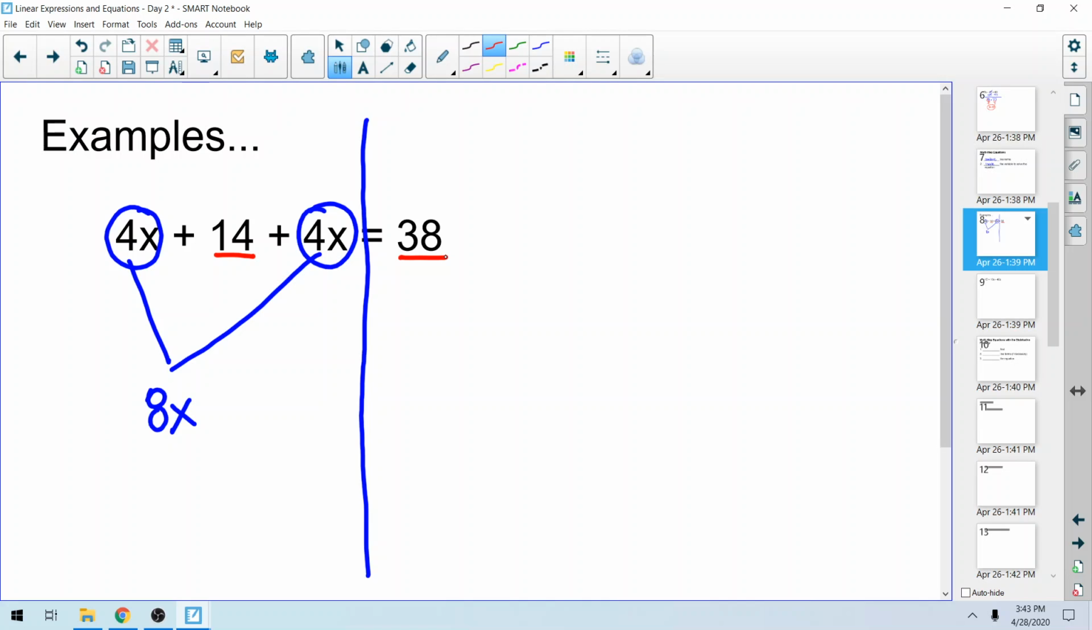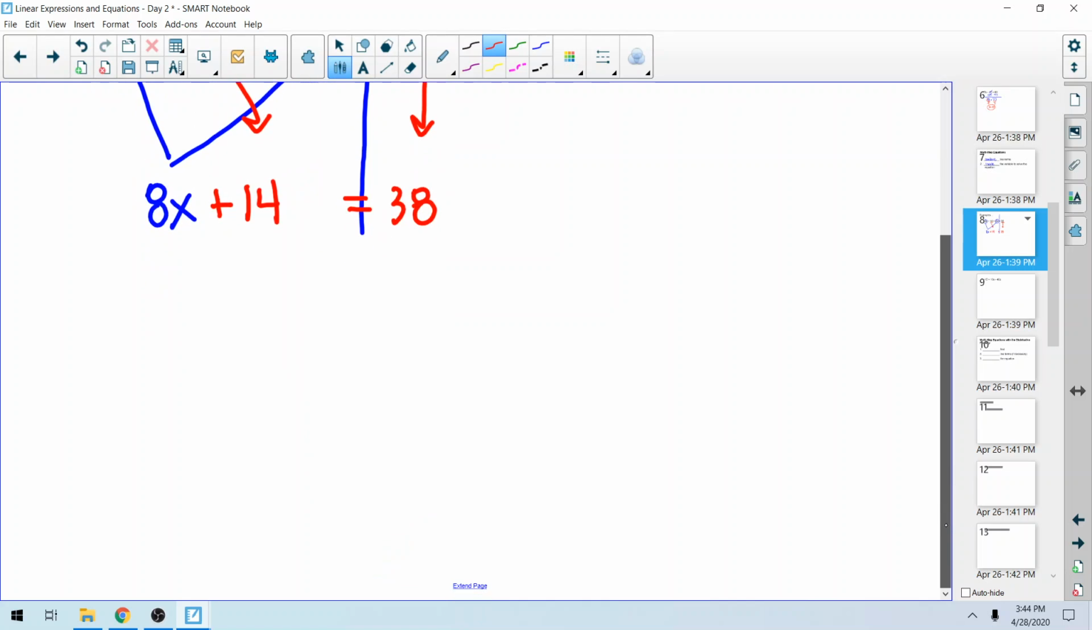Okay, that equal sign is a barrier. So we're just going to take the plus 14, bring it down, keep our equal sign, and take our 38 and bring it down. Now, after we have combined like terms, it looks to me like we're just looking at a two-step equation.